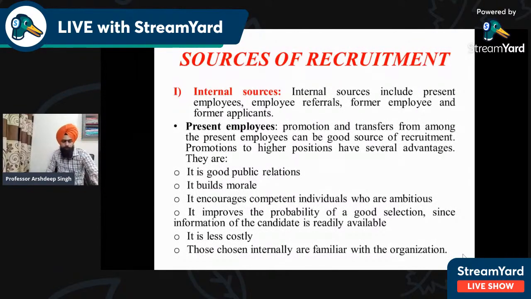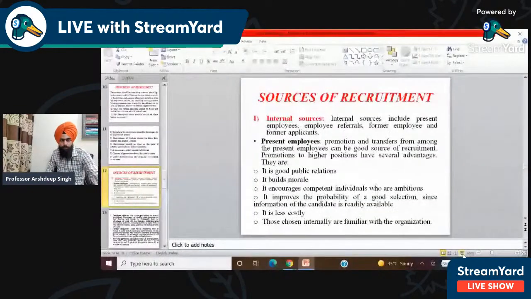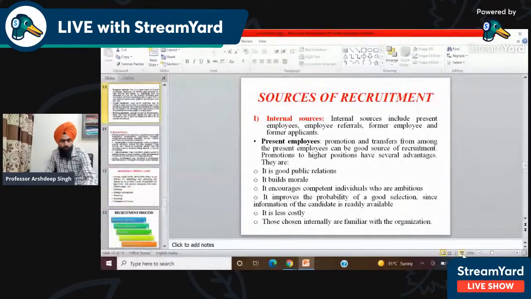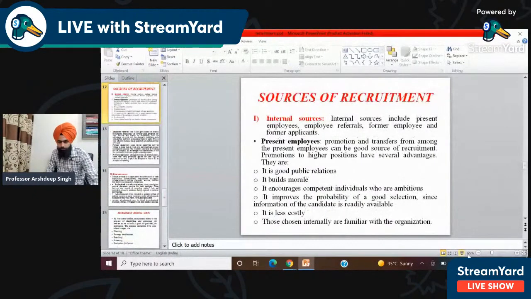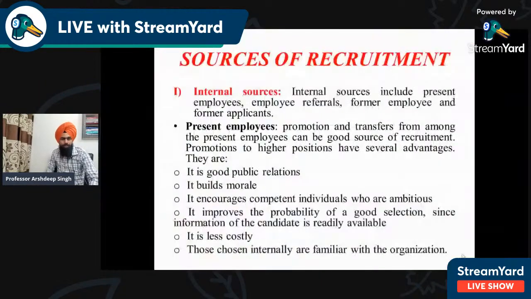So first one is the internal source. So what is internal source? Internal sources include present employees, employee referrals, former employees, and former applicants.